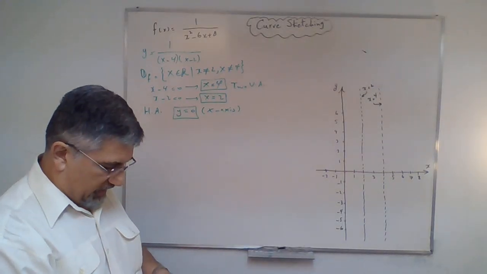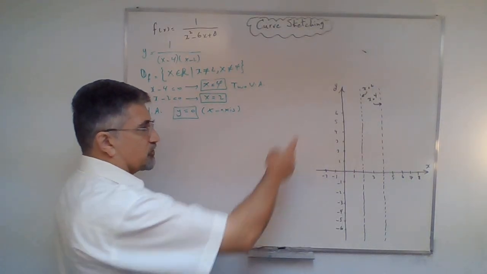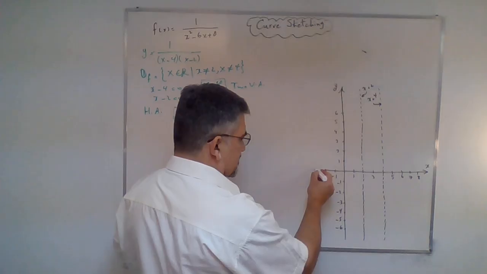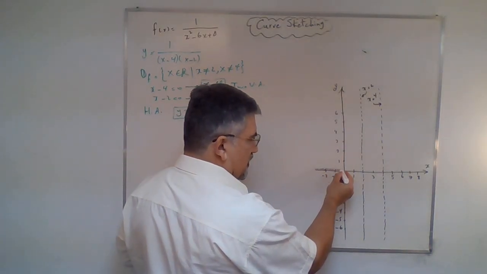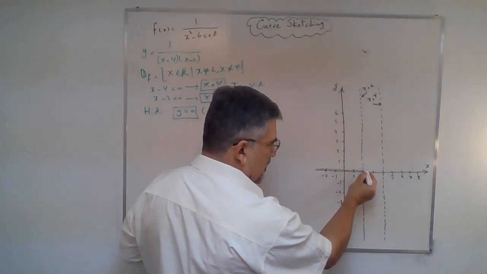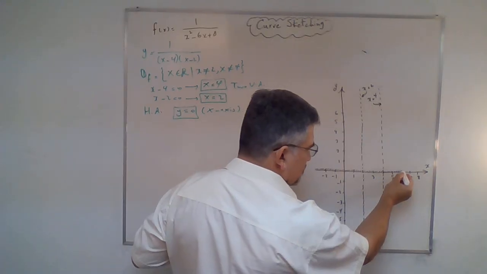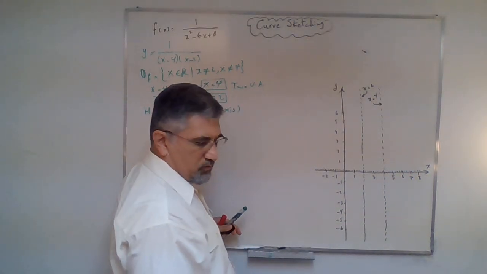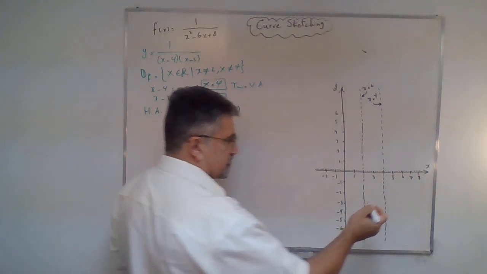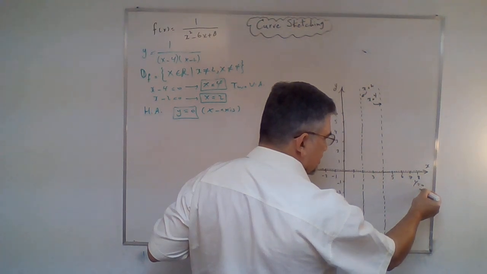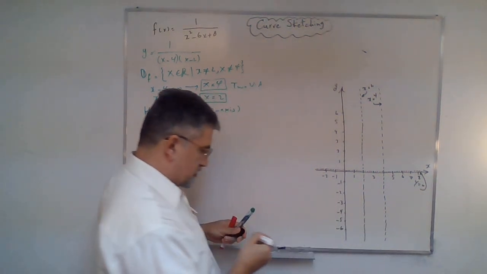So we have our asymptotes, the two vertical asymptotes, 2 and 4, and then this is the third one, which is a horizontal asymptote. It is actually the x-axis whose equation is y equals 0, clearly. So I'm going to label it. So that's y equals 0, the horizontal asymptote.